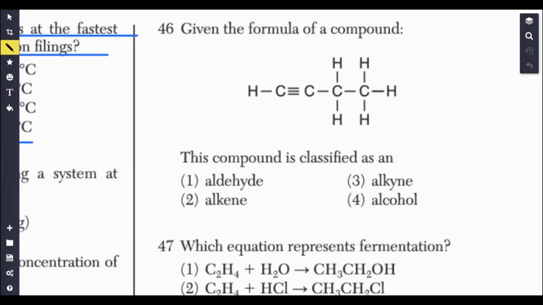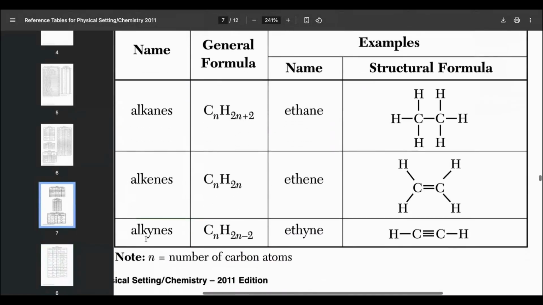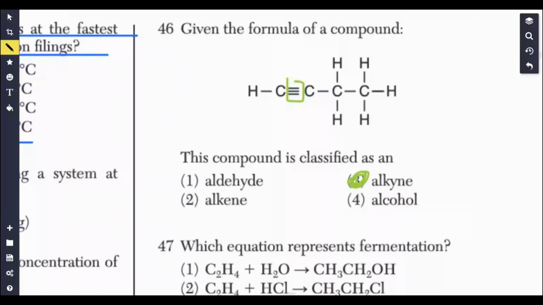Sorry guys, my thing crashed, but anyways, given the formula for a compound, this compound is classified as what? Notice how there's a triple bond here. What the triple bond tells you is that this is an alkyne. If you do not know this, once again, you've got the reference guide. Notice how for alkynes, you have a triple bond. So yeah, if you have a double bond, that's an alkene. Single bond, that's an alkane.